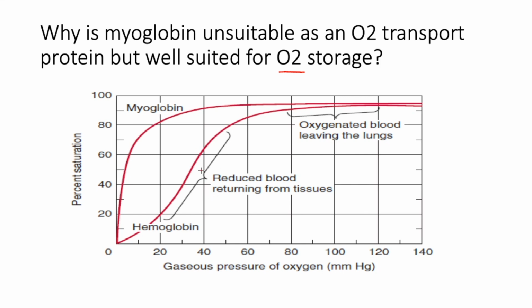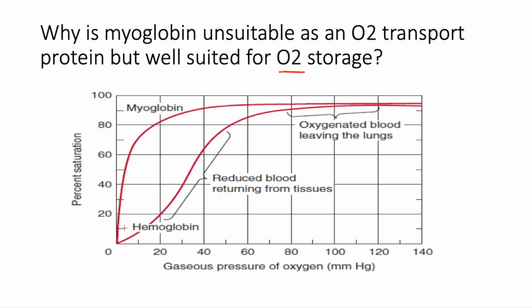This bracket or this region shows the reduced blood returning from the tissues, and this region shows the oxygenated blood leaving the lungs. So hemoglobin can act in both the ways, when it is leaving the tissues and when it is oxygenated and it is leaving the lungs. So hemoglobin has two different regions or two different behaviors. One when it is not having oxygen, and the other when it is having oxygen.